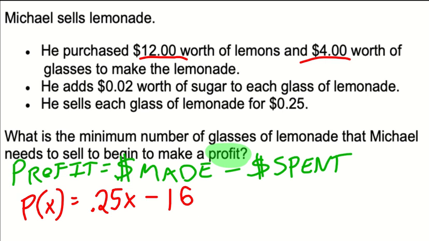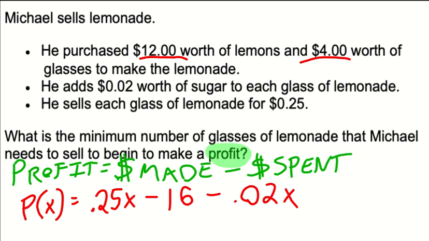That's not all he's spending though, is it? The part that makes this a little more complicated is the 2 cents of sugar every glass, right? So we need to account for that too. I'm just going to make it look a little more simplified, and I'm just going to subtract that as another subtraction thing. So we got the 2 cents for each glass. Everybody kind of see that equation?